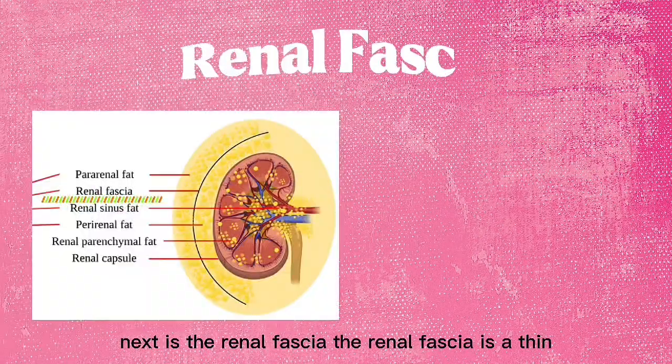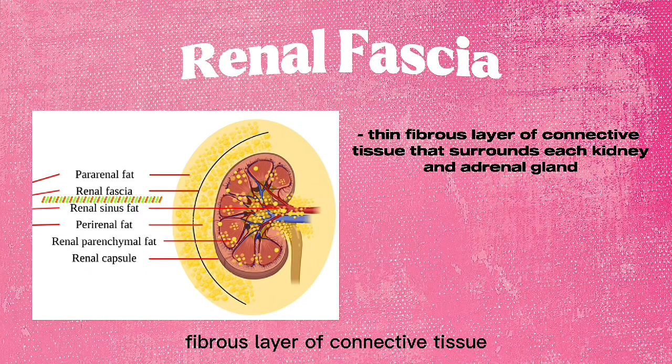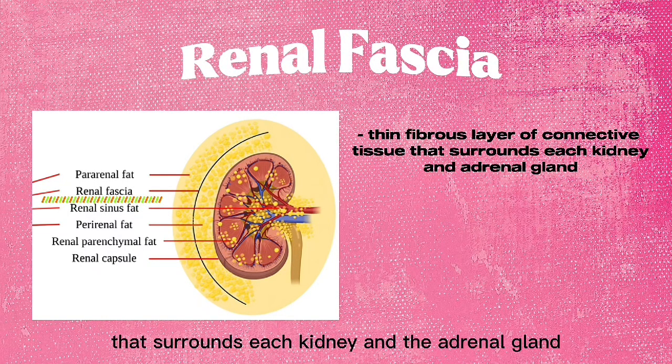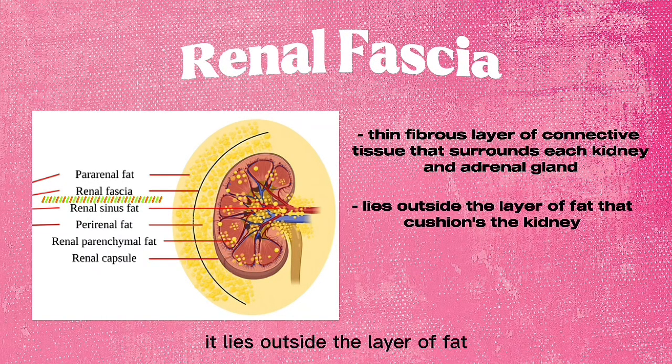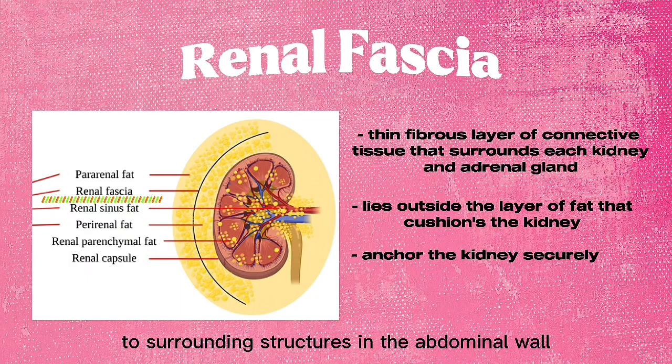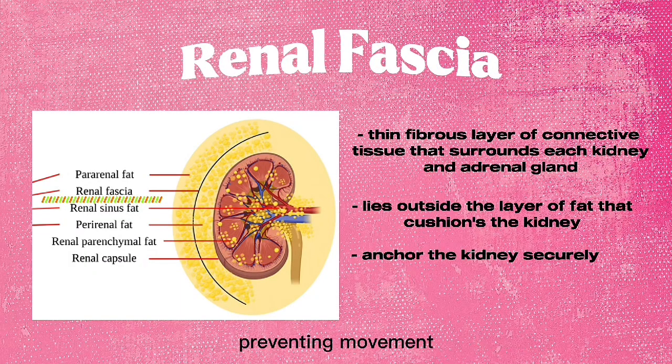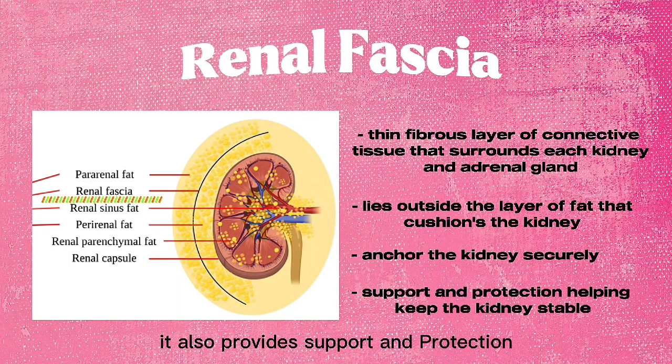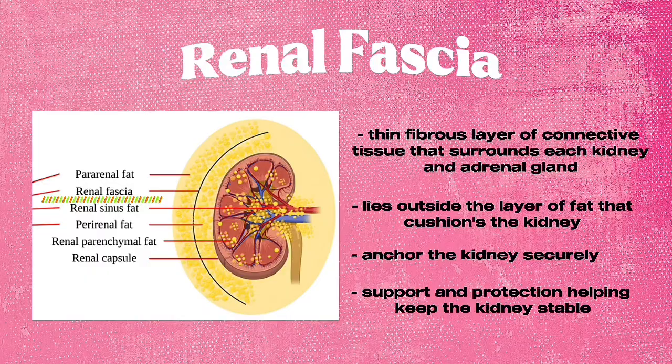Next is the renal fascia. The renal fascia is a thin fibrous layer of connective tissue that surrounds each kidney and the adrenal gland. It lies outside the layer of fat that cushions the kidney. Its main function is to anchor the kidney securely to surrounding structures in the abdominal wall, preventing movement. It also provides support and protection, helping keep the kidney stable and shielded from physical injury.